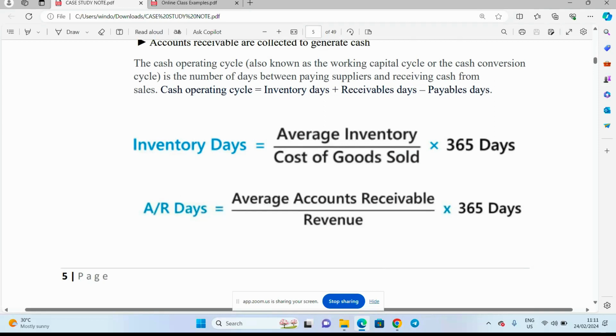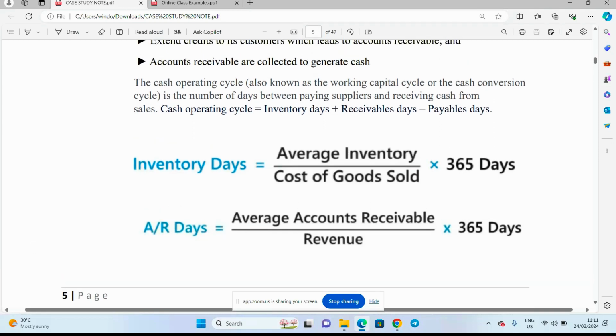Also, for accounts receivable days, average accounts receivable, anything average, it means if it is 3, you have to add the 3 together and divide it by 3. If it is 2, add the 2 together and divide it by 2. If it is just 1, because they may give you closing inventory only, that shows you are restricted to only closing inventory. Do you understand?